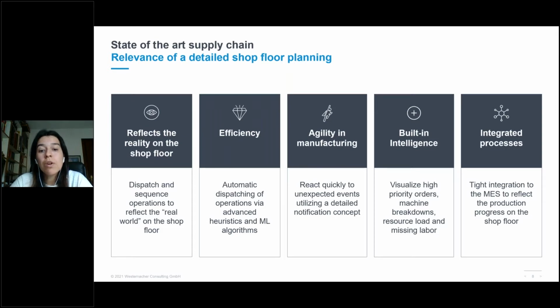Moreover, the tool incorporates intelligence to visualize high priority orders, machine breakdowns, resource load, and missing labor, just to have people focus easily on what is happening. And finally, there are tasks that can be automated, like dispatching and sequencing via advanced heuristics and machine learning algorithms, giving more efficiency to the whole process.